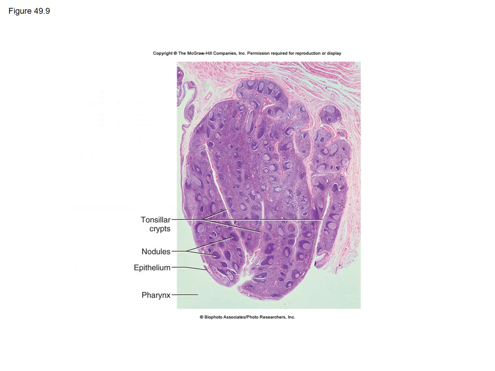Tonsils. You have the tonsillar crypts. You have the nodules again, epithelium, and this will be the pharynx. See all these sectors and crypts.